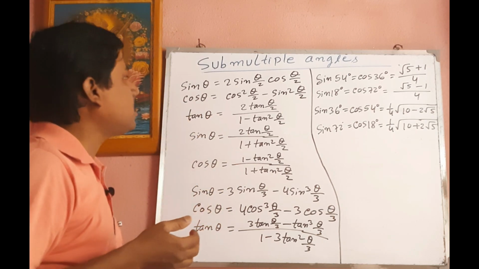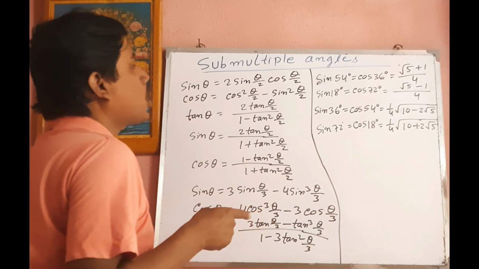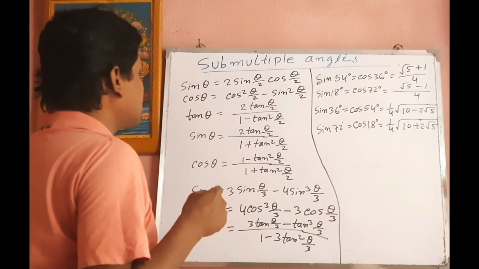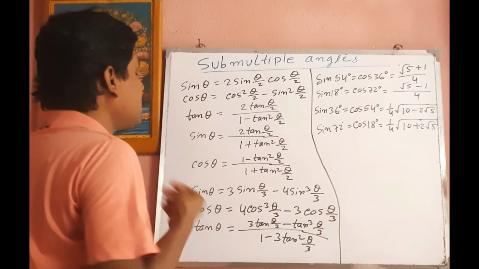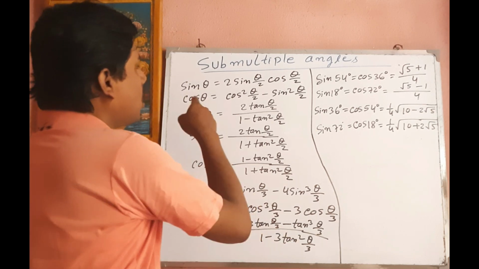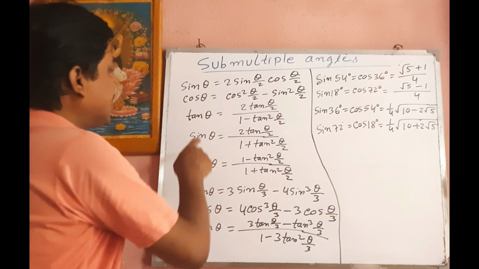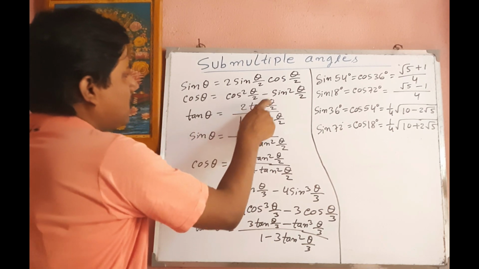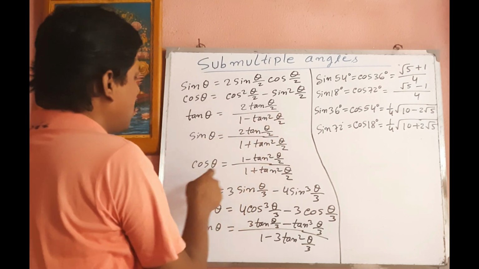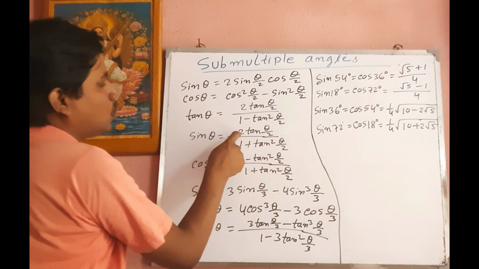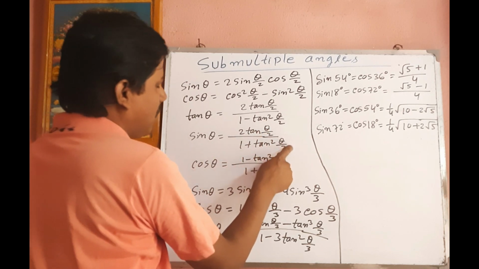First formula is sine of theta. Sine of theta is equal to 2 sine theta by 2 into cos of theta by 2. Similarly, cos of theta is equal to cos square theta by 2 minus sin square theta by 2, and tan of theta is equal to 2 tan theta by 2 divided by 1 minus tan square theta by 2. Sin of theta is equal to 2 tan theta by 2 divided by 1 plus tan square theta by 2.